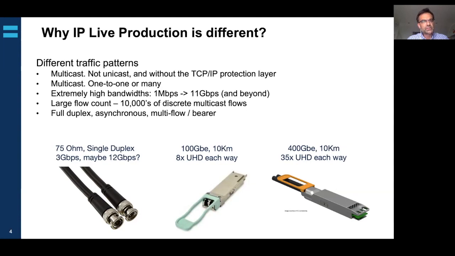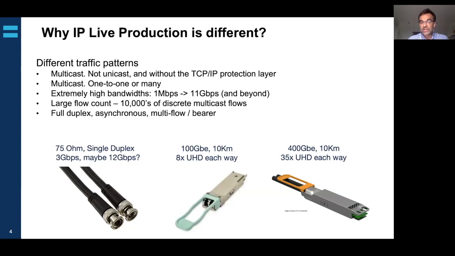The typical traffic patterns in most enterprises, campuses, data centers is unicast, and it's protected typically by TCP IP retries. When we get to live production, we're talking about multicast. We're not talking about unicast. We don't have the protections that TCP can afford unicast traffic. We're building UDP, best effort connectivity using multicast. Multicast is one-to-many, I'll cover that later on, so that really fits our workflows.